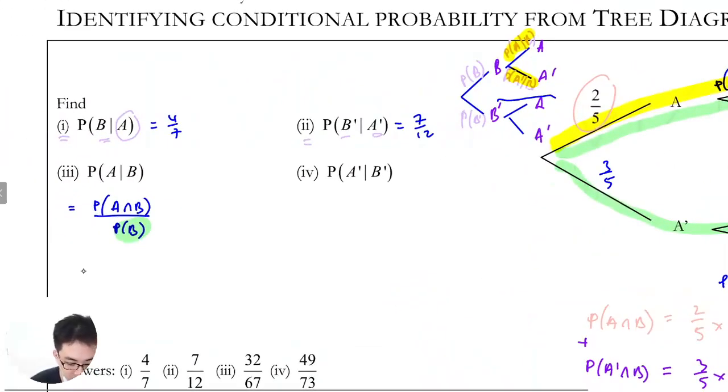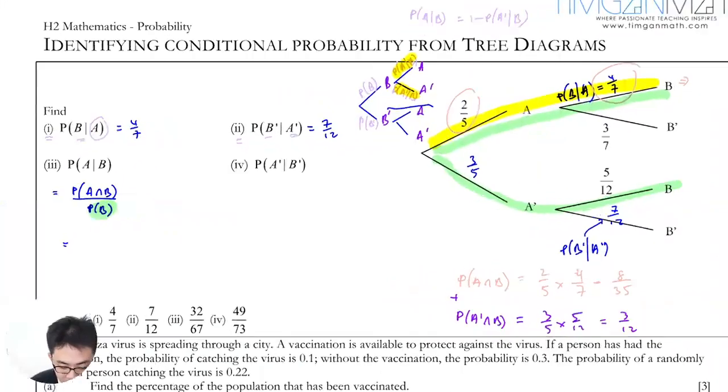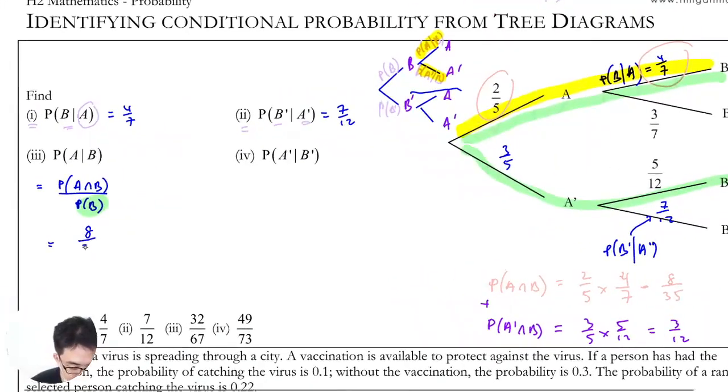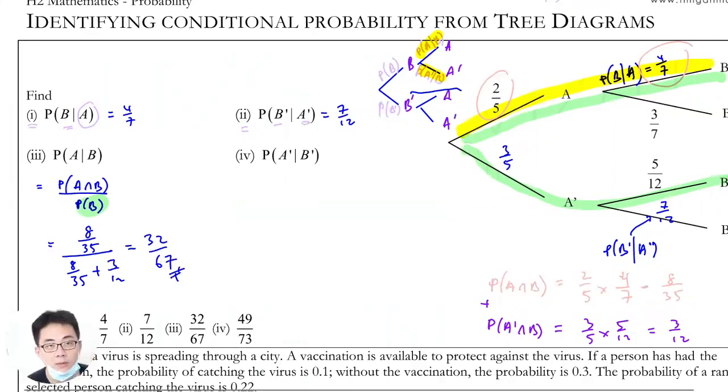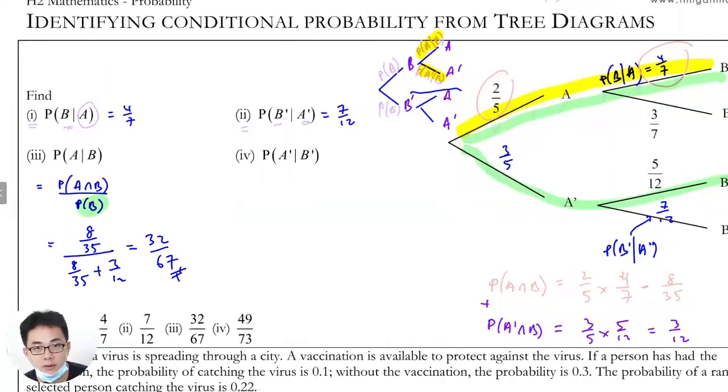So you key in the calculator. Supposedly you should get the answer. This is 8/35 divided by the total, which gives 32/67. Okay, that's how you do this question here.